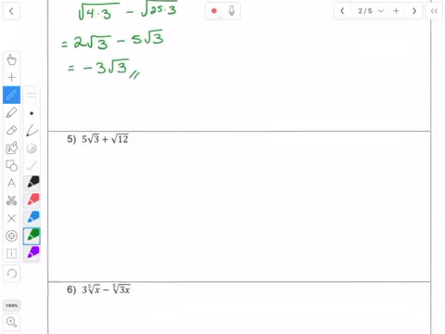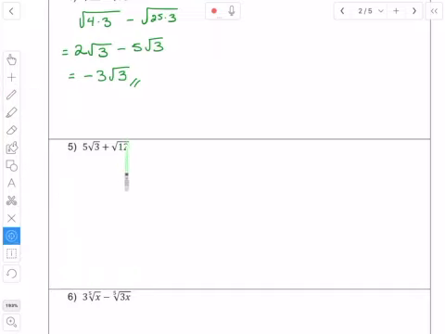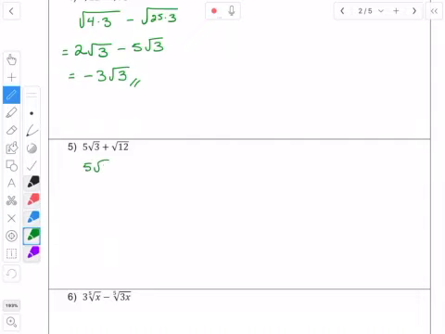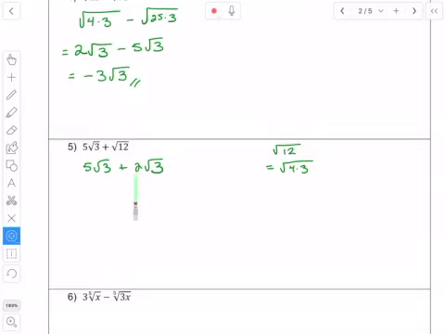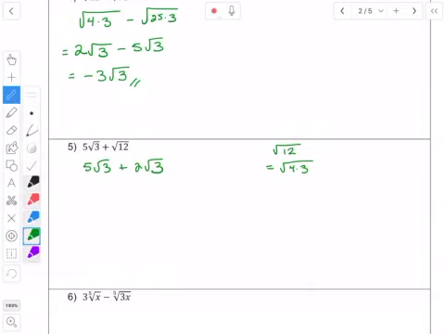Okay. And number 5, again, I'm going to start by simplifying the 12. We already did it on the last exercise. So 5 square root of 3 plus 2 square root of 3. Again, the square root of 12 is the same as the square root of 4 times 3. The square root of 4 is 2. And I have the square root of 3 left inside of that radical. So now I'm just adding 5 plus 2, which is 7 square root of 3.